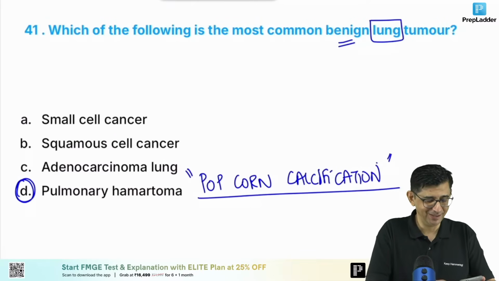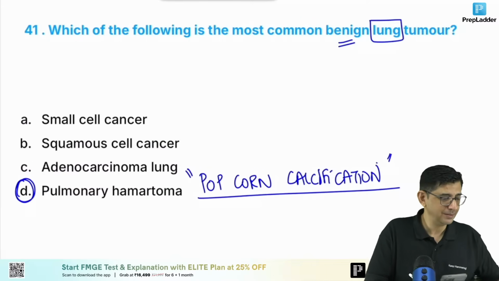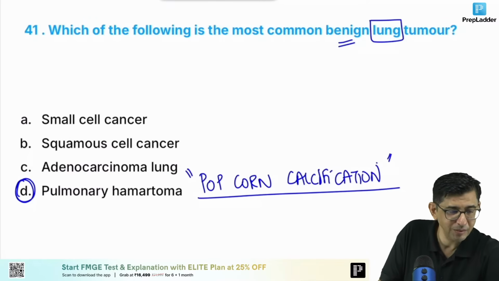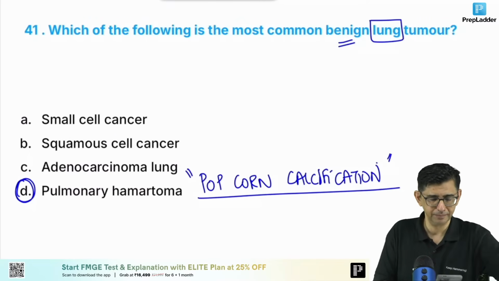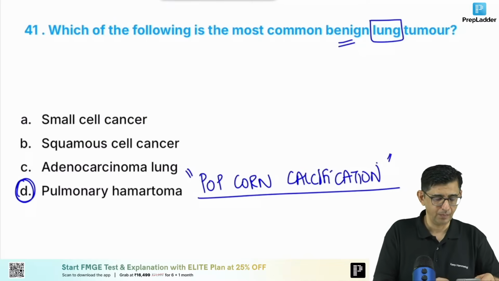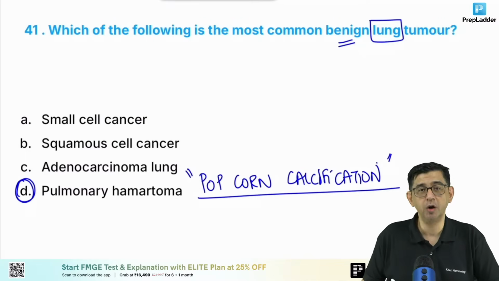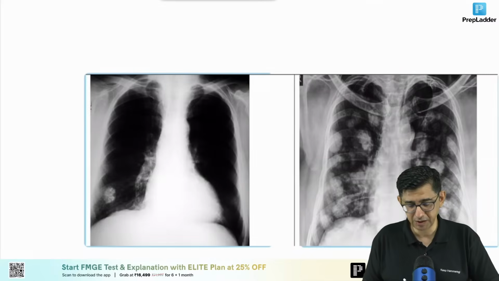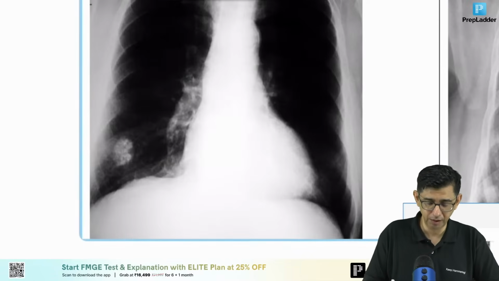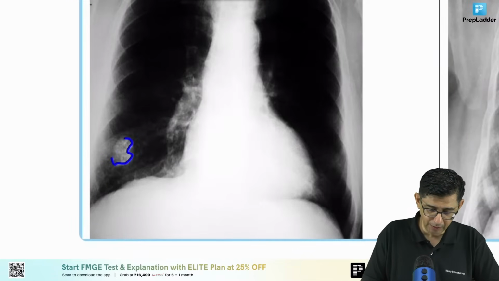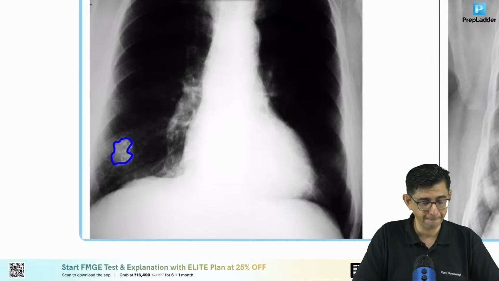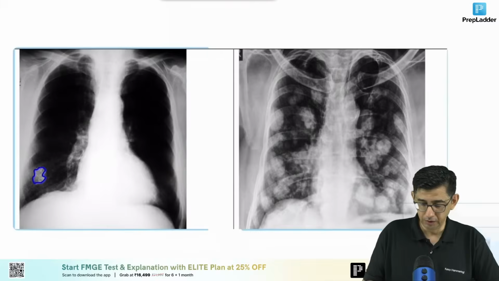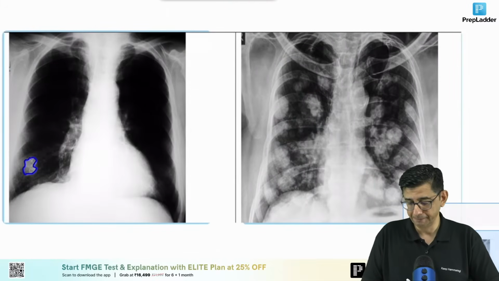So the correct answer in this particular question would be option number D, and I'll show you an X-ray of the same as well. You can see this lesion in the lung which looks like a popcorn. So that would be a pulmonary hamartoma. The answer to the question is option number D.